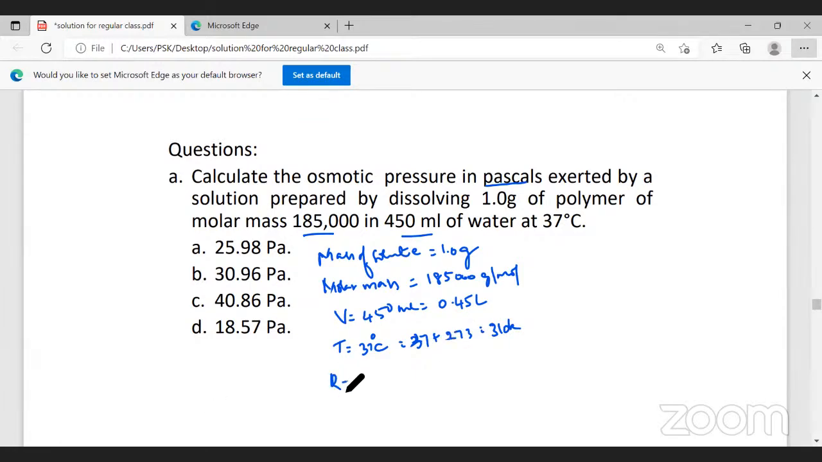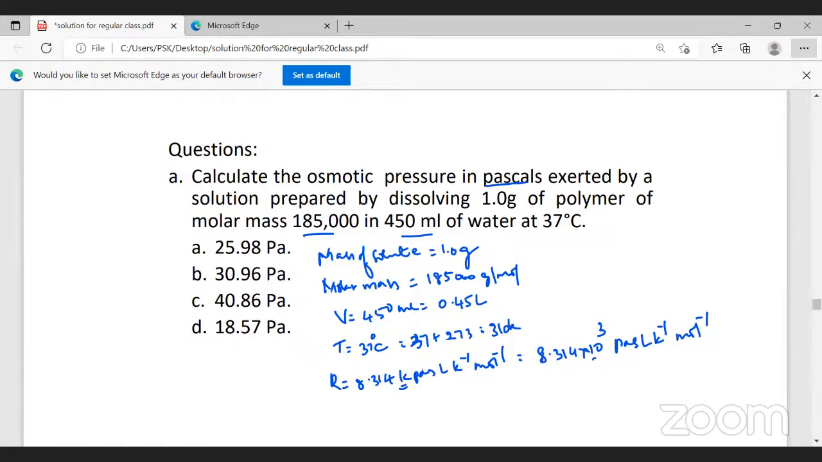Now, R, you should know the solution constant. It is 8.314 kilopascal liter per Kelvin per mole. This is the unit for R. So this can be converted into pascals. So it will be 8.314 into 10 to the power 3 pascals liter per Kelvin per mole. So kilopascal is here. 1 kilo is what? 10 to the power 3, converted into pascals.